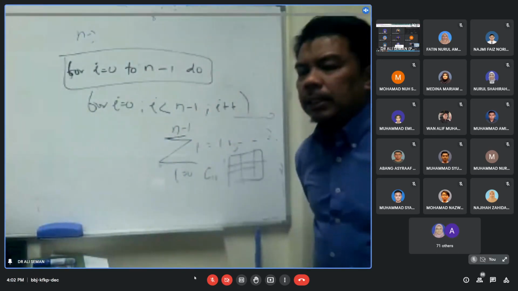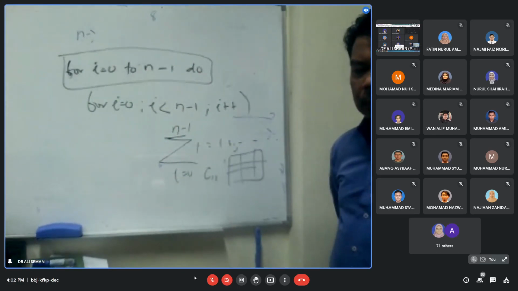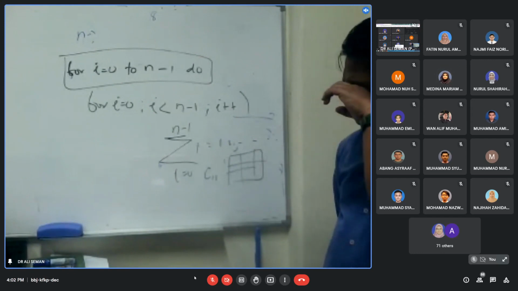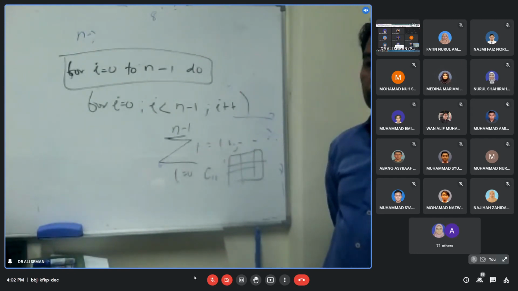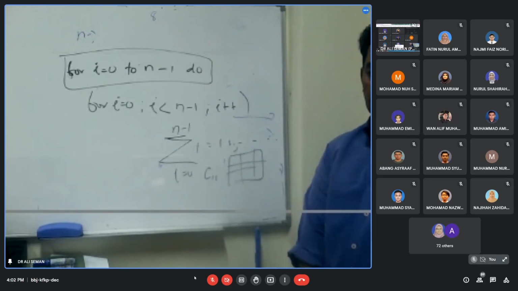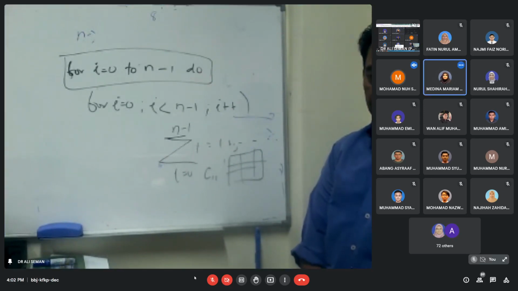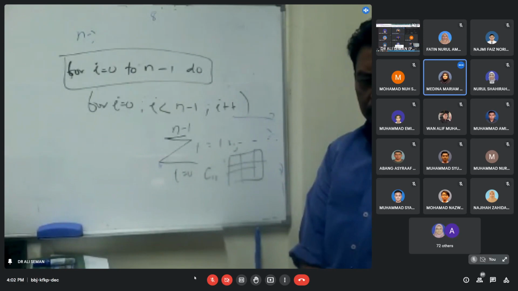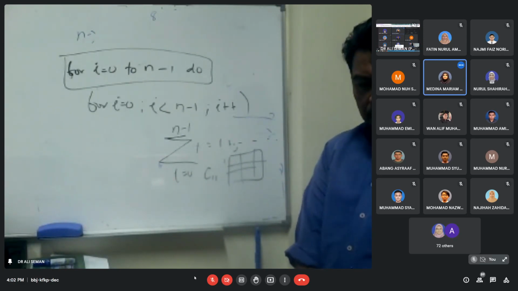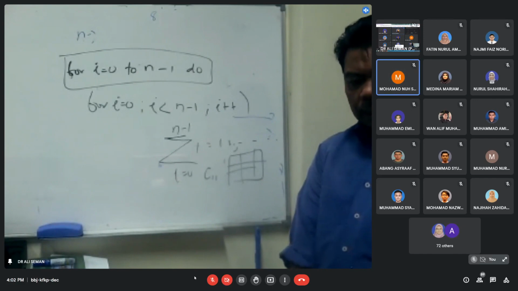Group C nanti saya postkan apa ni assignment yang 3 untuk analisis. Nanti esok tak ada lab cuti dan terus buat ya. Boleh? Boleh sir. Okey. Ada soalan lain? Kalau tak ada, boleh stop.